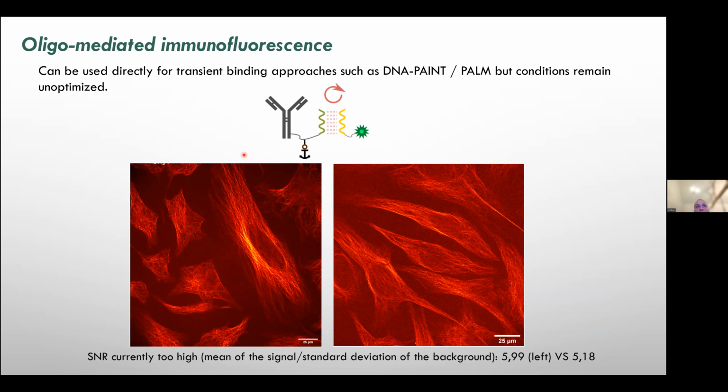And this is what you see here. But as you can clearly see, it's unoptimized due to the background. We add a certain amount of imager strands in this case, and that will cause some background signal. What you see here is a signal to noise ratio of 6, which we still aim to get higher. We're not really actively pursuing this, but it remains an interesting application that can be developed.